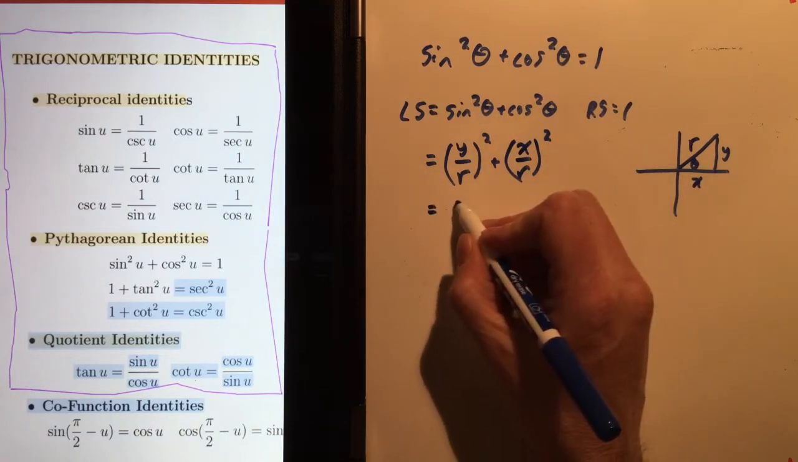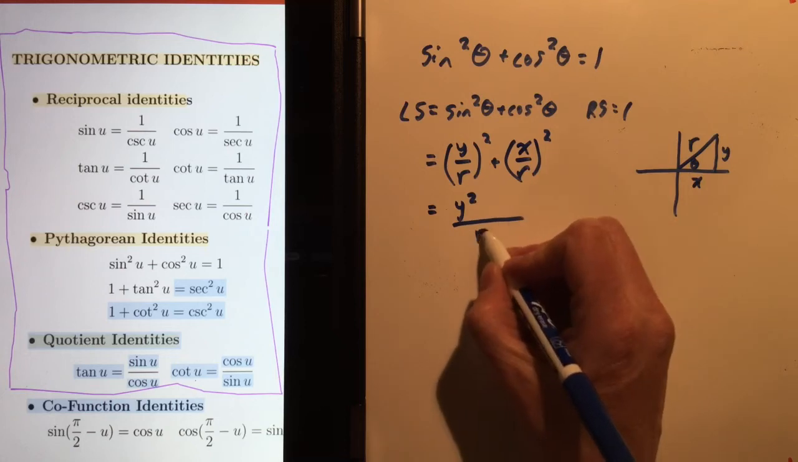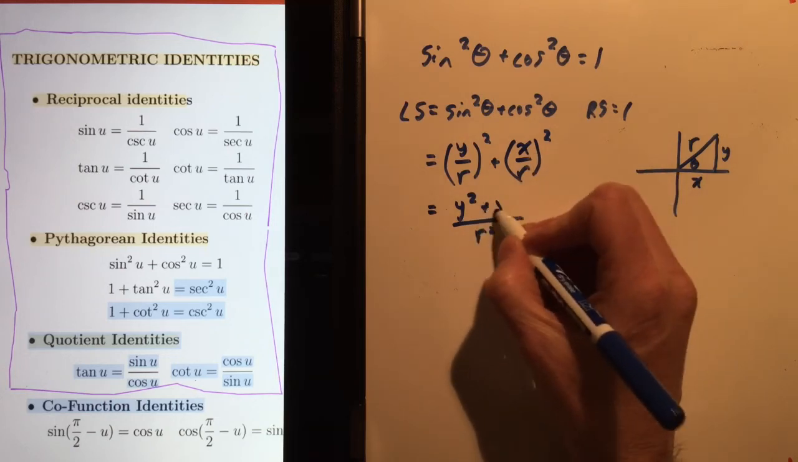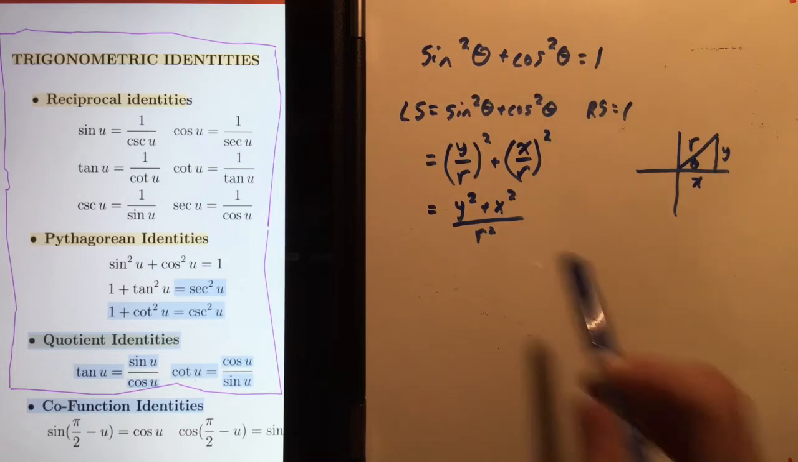I'm going to end up with y squared over r squared plus x squared over r squared. And now I need that to be equal to 1. One of the great things about proofs is you know what you're supposed to end up with. You could almost fake your way through this.